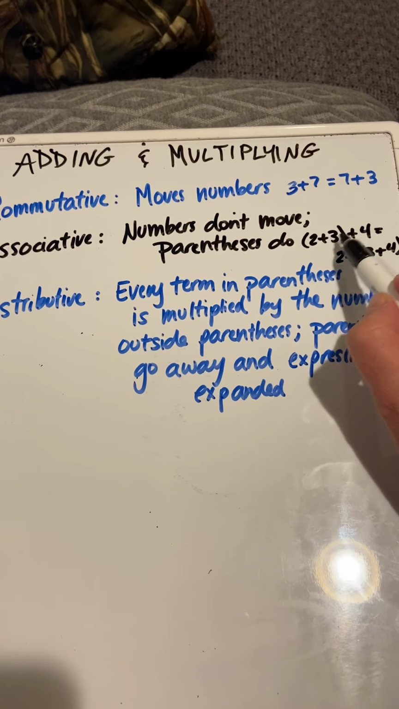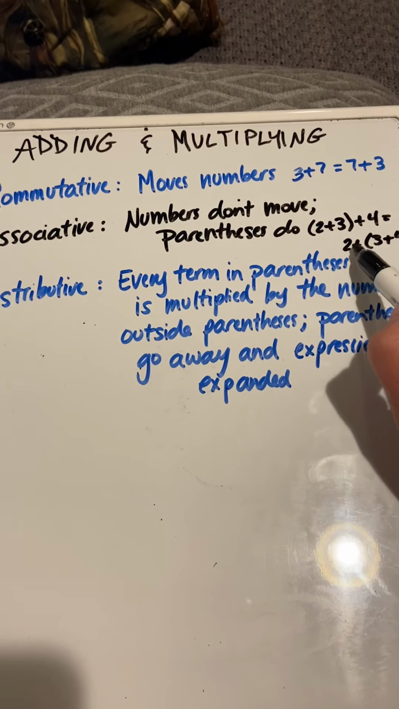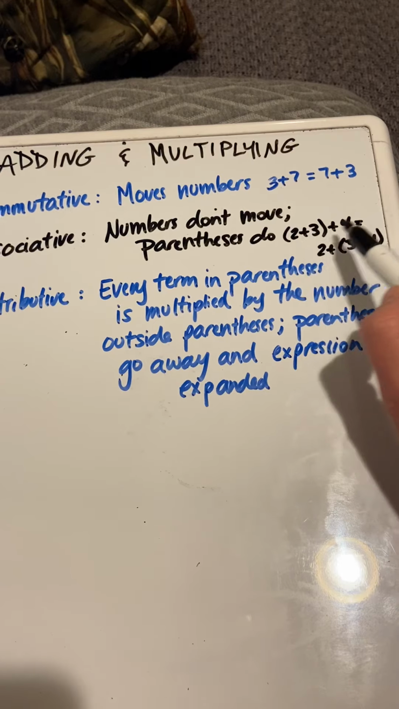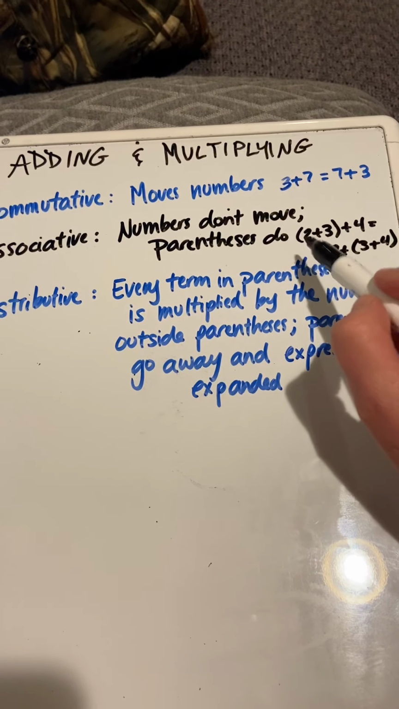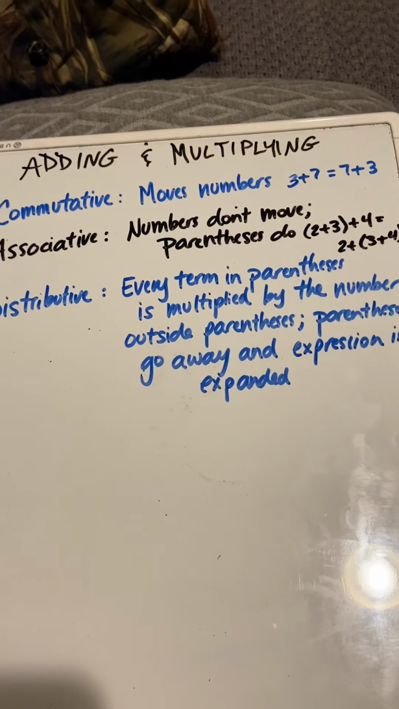2 plus 3 is 5, plus 4 is 9. If we do it this way first, 3 plus 4 is 7, plus 2 is 9. So the associative property tells us that if you're only adding or only multiplying, it doesn't matter which numbers you group together to add or multiply first.